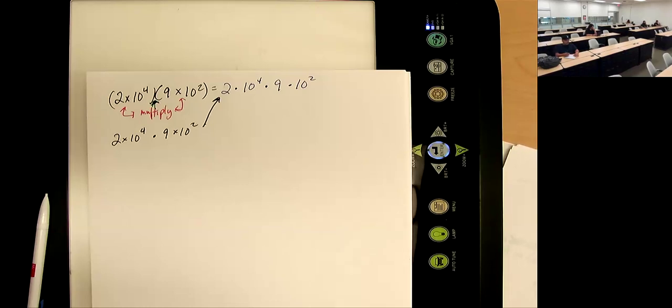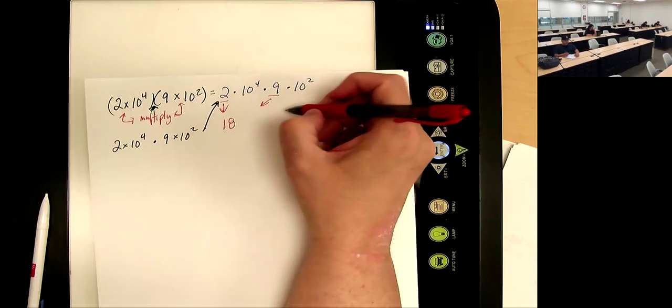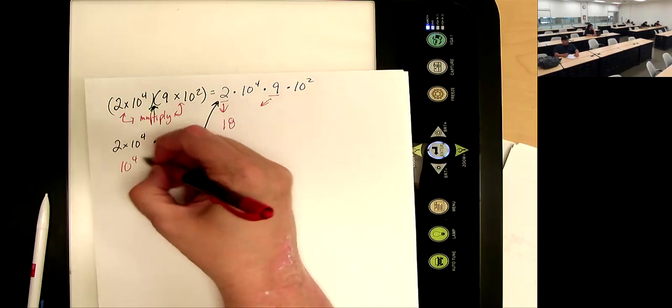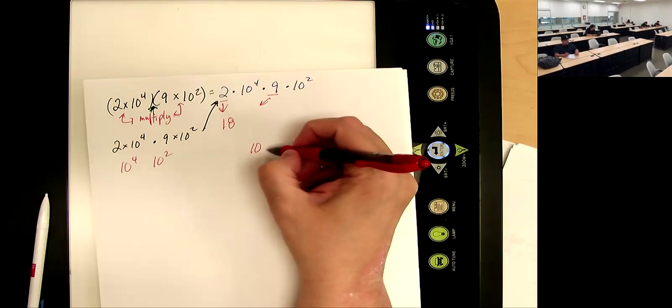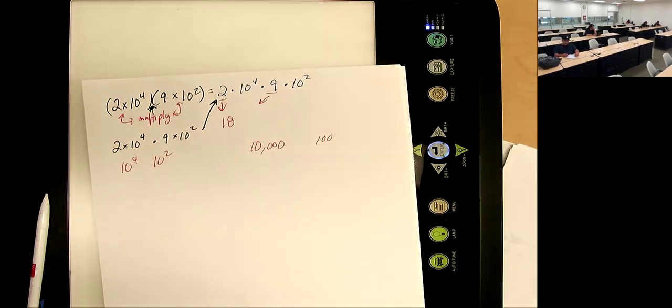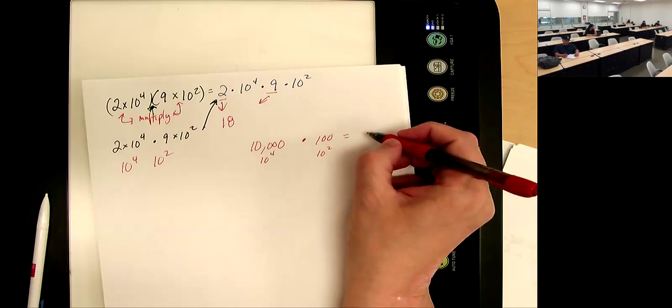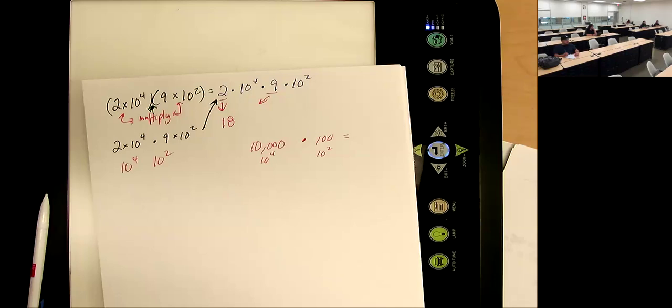All right. So what we can do is we can do the 2 times 9 together first. 2 times 9 make 18. The question is, what happens with the 10 to the fourth and 10 squared? 10 to the fourth power is 10,000. And 10 squared is 100. And we're multiplying these. Someone throw that in a calculator real quick. Tell me how many zeros you get. Yeah, 10,000 times 100. Six zeros.